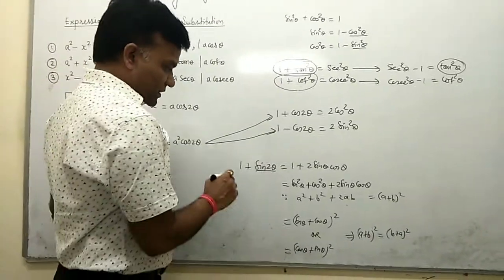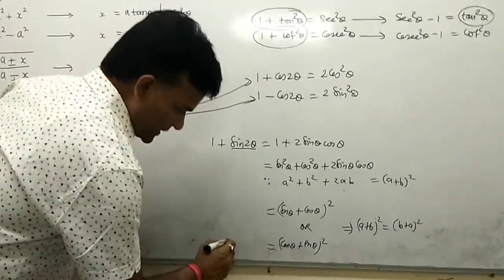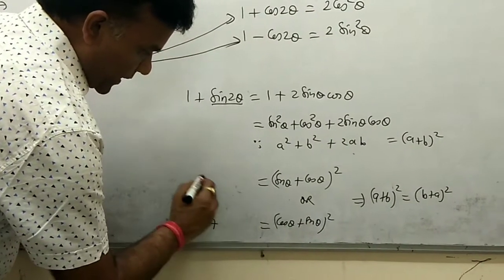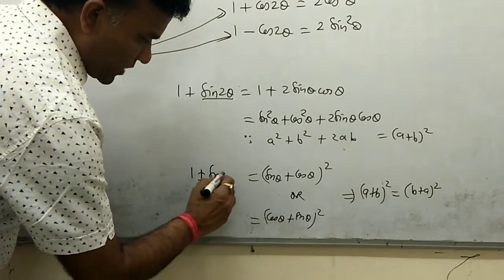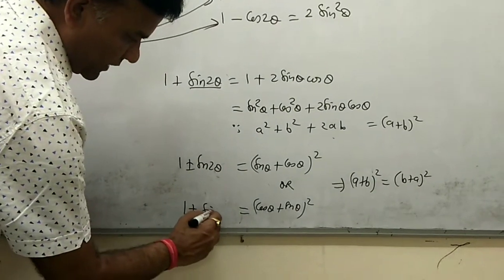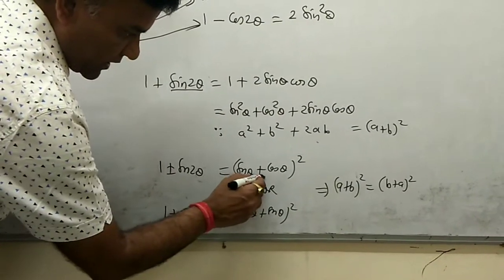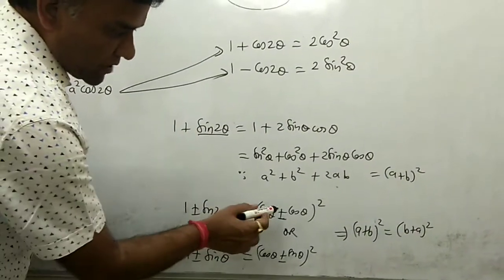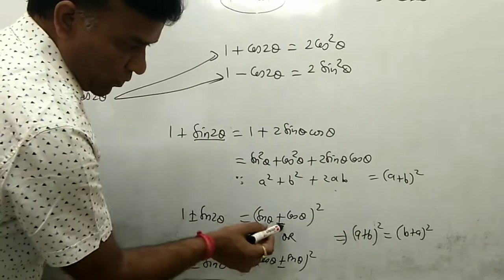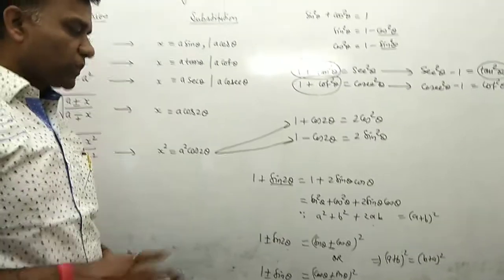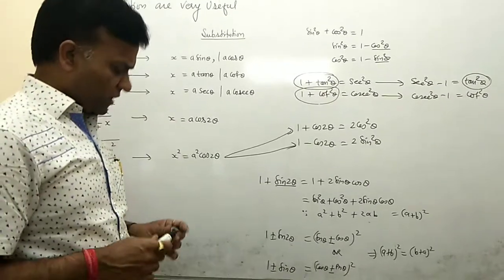So like always you have 1 plus or minus sin 2 theta, because the same sign you use here and here. There is no change, only here you change the sign. If it is 1 plus sin 2 theta, plus sign you put here, and if minus, you put minus here. Similarly for cos, you use cos and then sin, then it is also very easy.